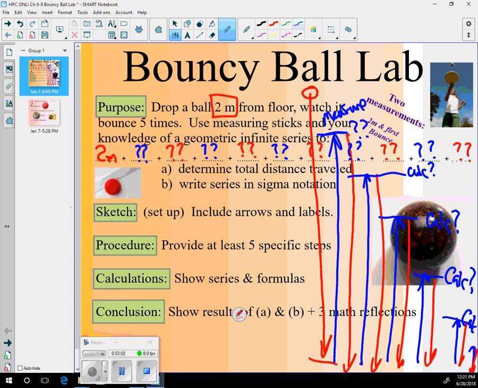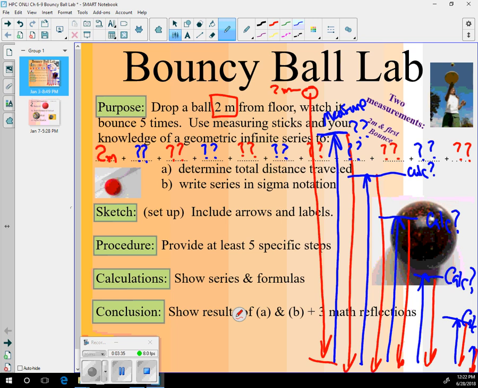Once you've measured the first bounce, you dropped it 2 meters, and then it bounced up to some measurement, you should be able to predict the others using calculations. Don't guess, calculations, and then figure out the red distances as well. So once you drop it 2 meters, you can get the best super ball you have in the house, drop it 2 meters, measure it to get that first one, and then figure out all these others.